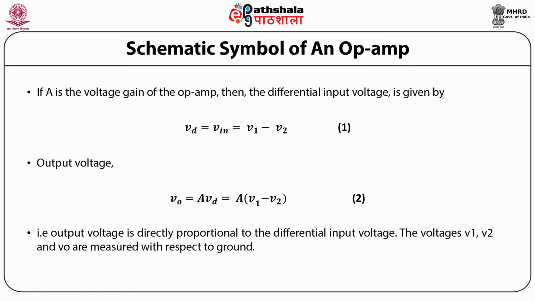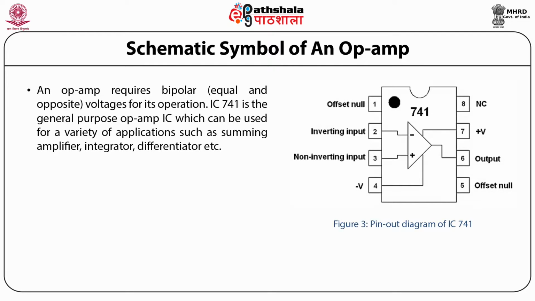That is, output voltage is directly proportional to the differential input voltage. The voltages V1, V2 and V0 are measured with respect to ground. An op-amp requires bipolar, that is equal and opposite voltages for its operation.